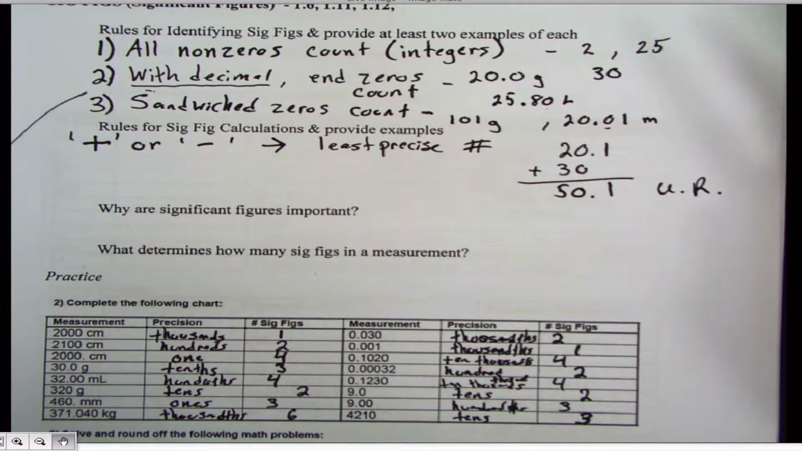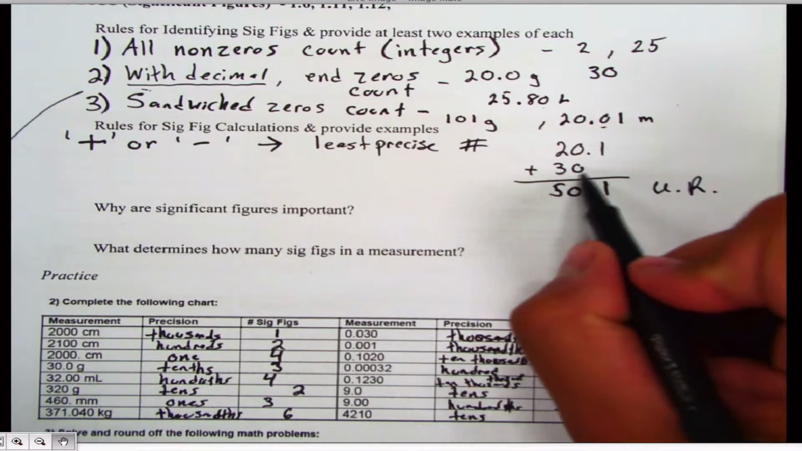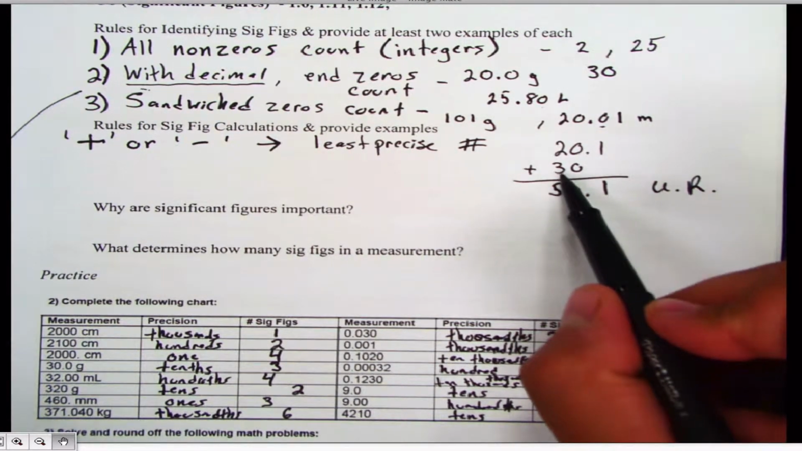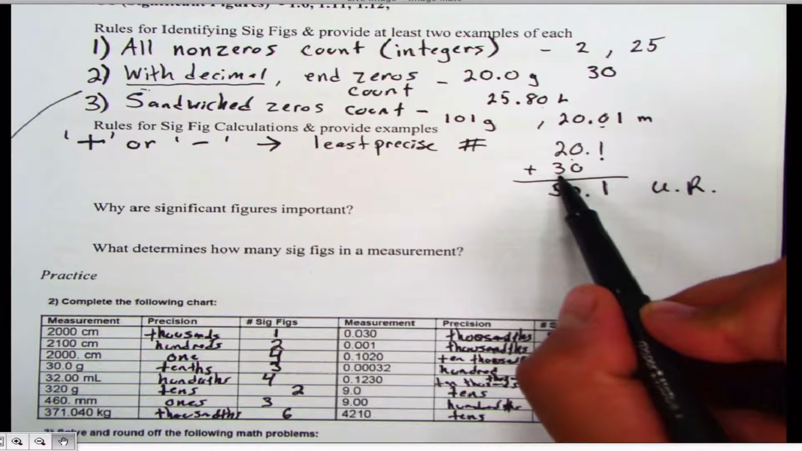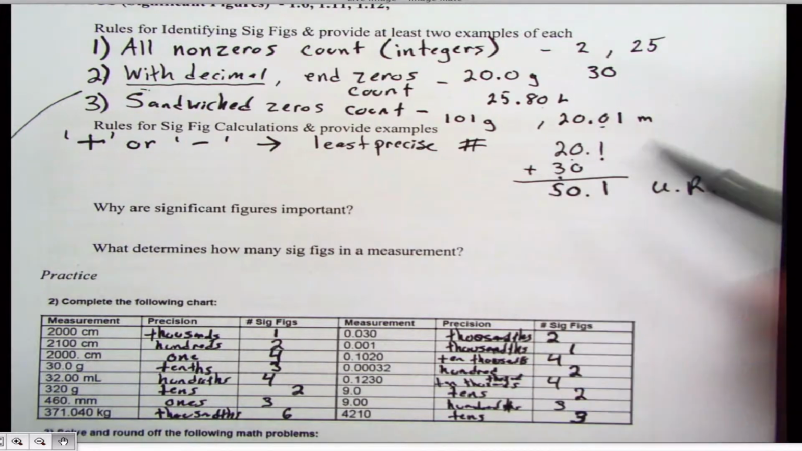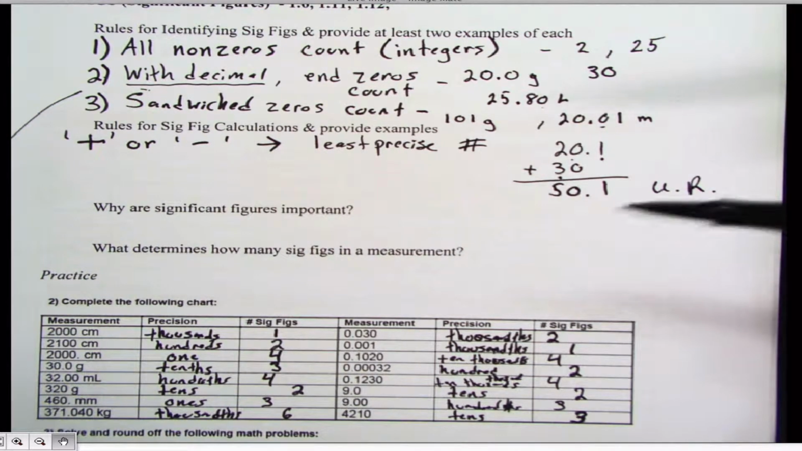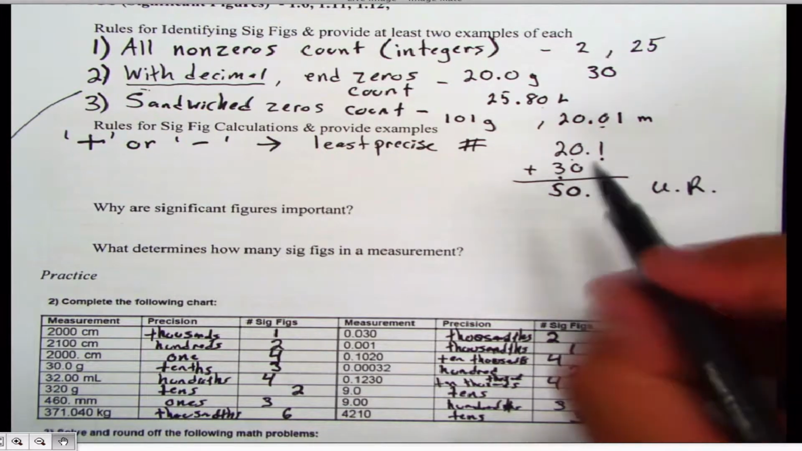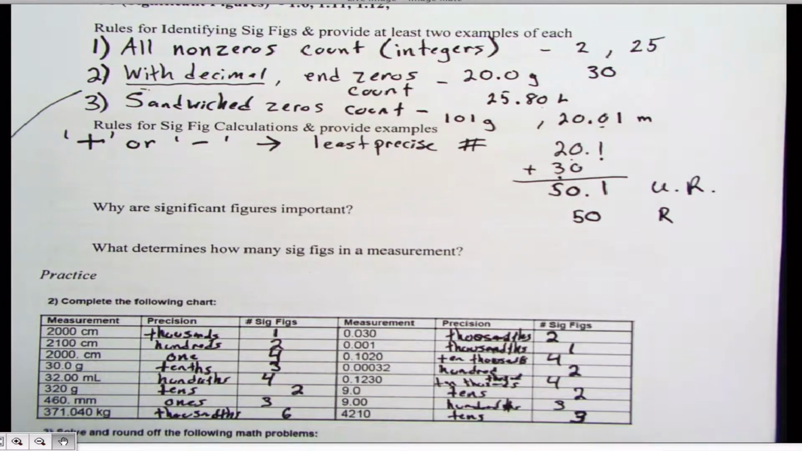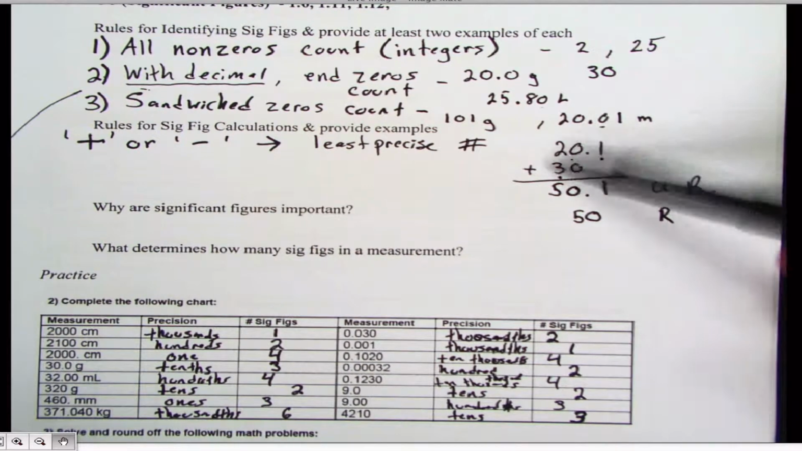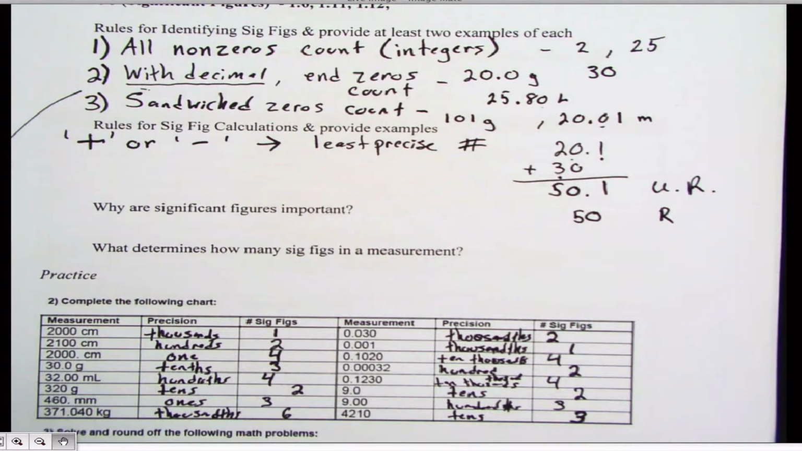The least precise number is actually going to be this one right here. This one measures to the tens, this one measures to tenths, this one measures to the tens. The least precise number is the number that's furthest to the left. So we have 50.1, round it to the right answer, so my rounded answer will be 50. Otherwise, this is giving too much precision to the measurement. This determines where my answer is going to be in terms of precision, what I round to or don't round to.